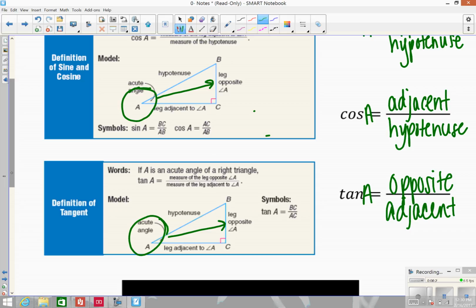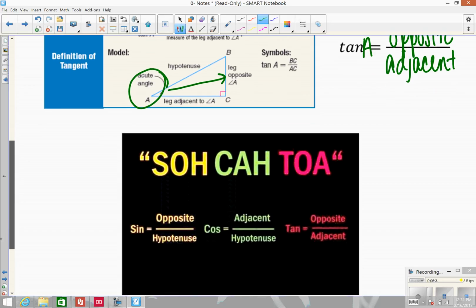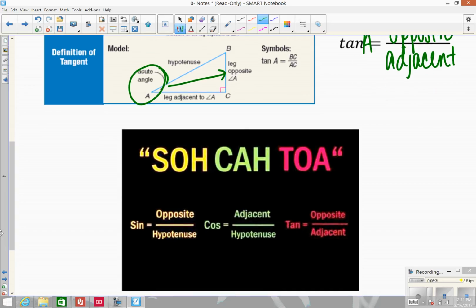Now, if you look down at the bottom, there's this acronym called SOHCAHTOA. It's an acronym to help you remember these three ratios. So sine is opposite over hypotenuse. See how it's SOH. Sine, opposite, hypotenuse. Cosine is CAH, so cosine equals adjacent over hypotenuse. And TOA, tan, equals opposite over adjacent. So it's just a way to help you remember which ratio goes with which name.